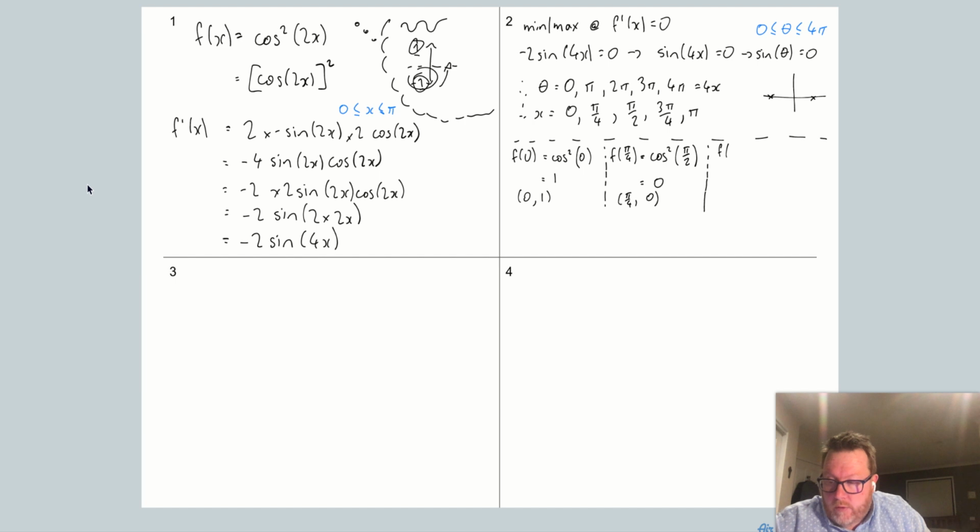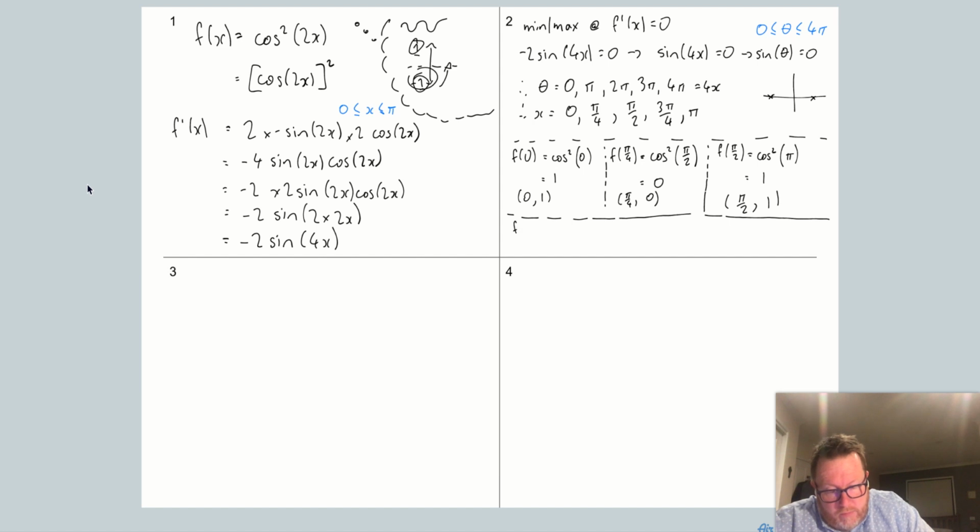F of pi on 2 is equal to the cosine squared of, so 2 times pi on 2 is just pi, and the cosine of pi is -1. Okay, so that's over here, -1. But -1 squared is +1, and so we get 1. So therefore the coordinates are pi on 2 and 1. And I'll just squish the other two down here.